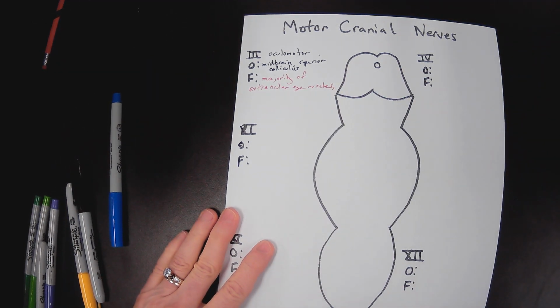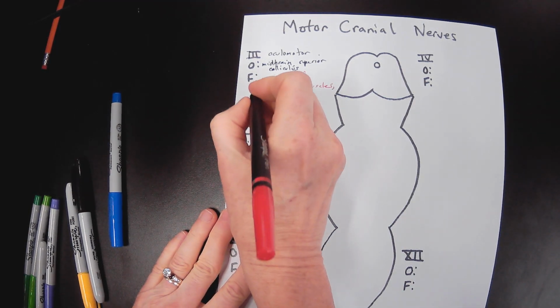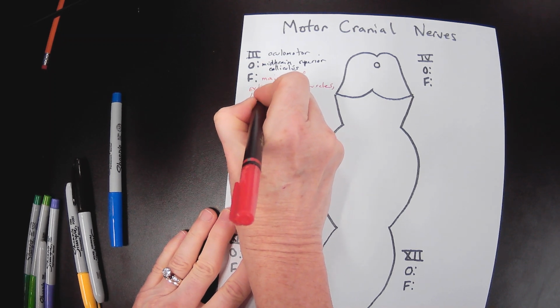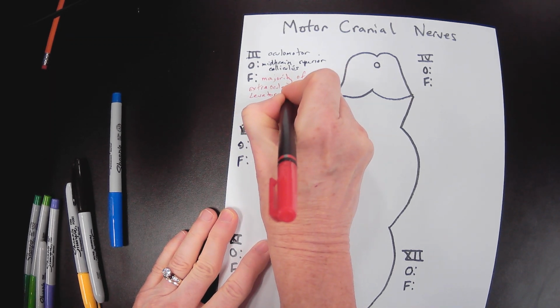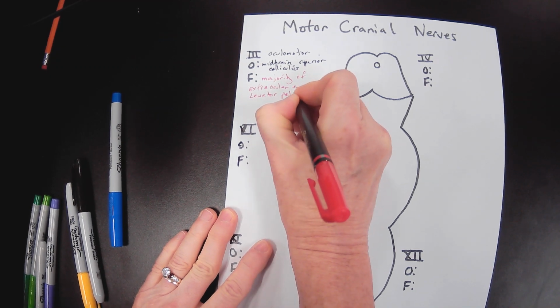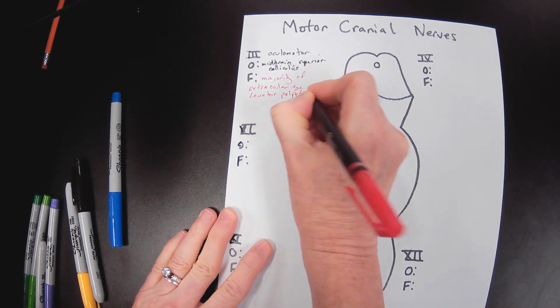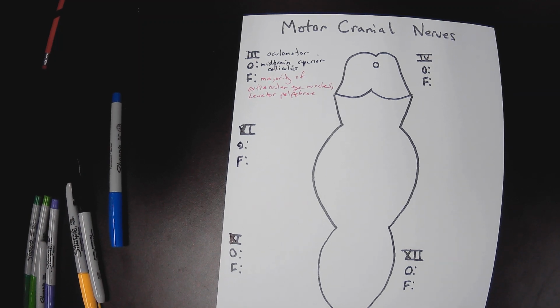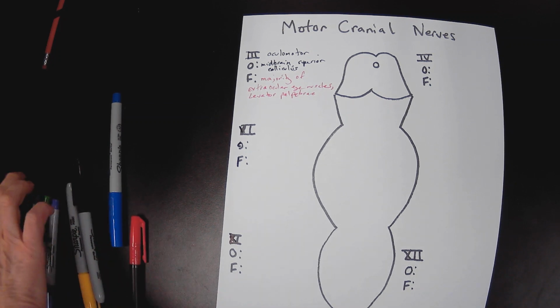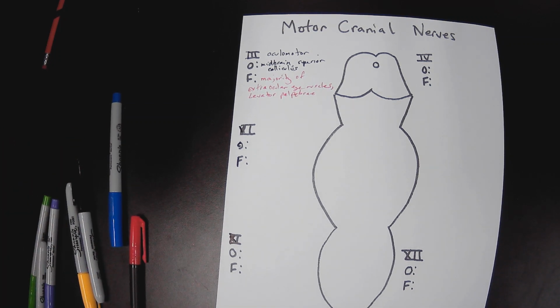Another one that's motor is going to be levator palpebrae. Does anybody know what levator palpebrae does? Eyelid opening. Yeah, somebody said. It has motor function. And way back in the beginning of the course we talked about motor function being skeletal muscle. It could also be autonomic function.